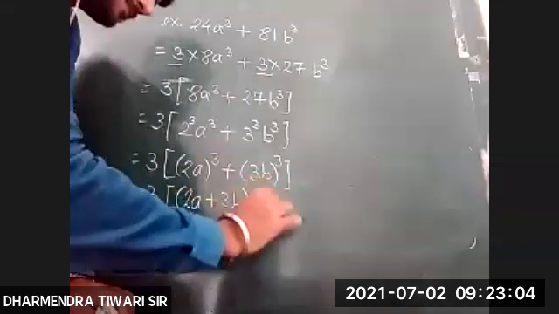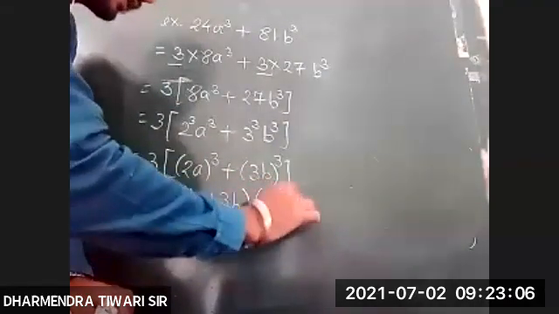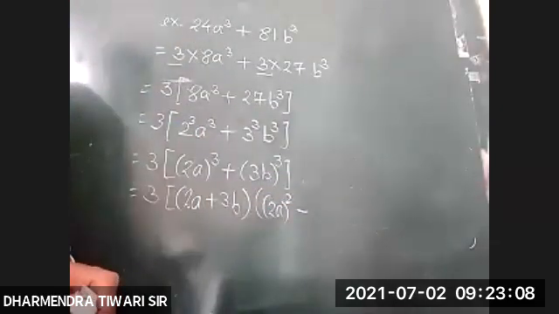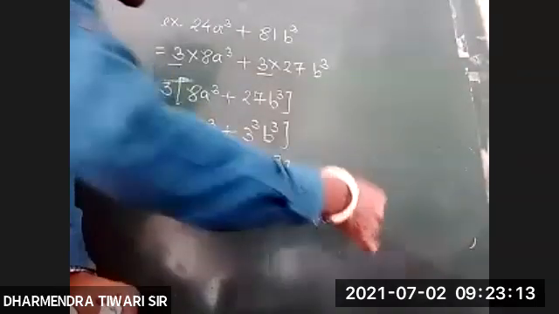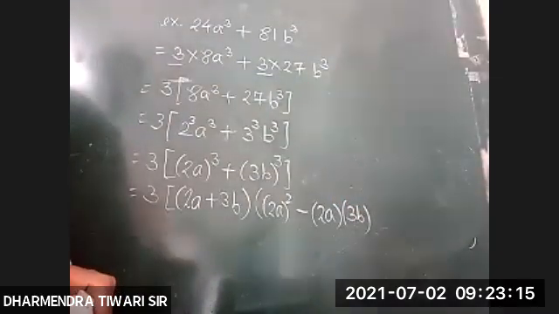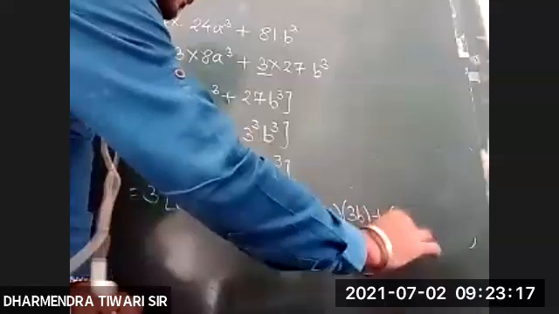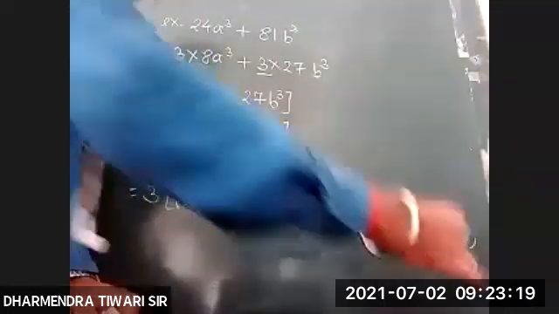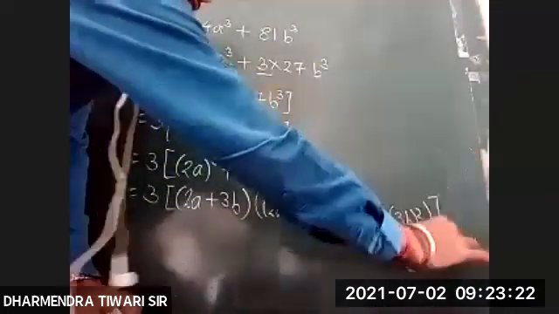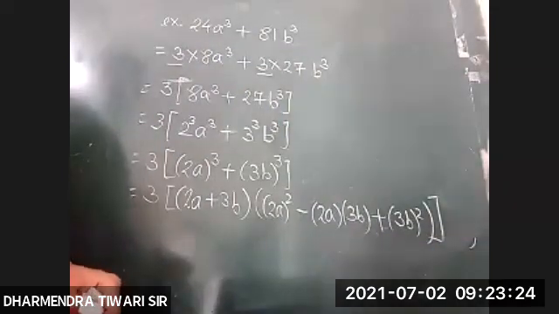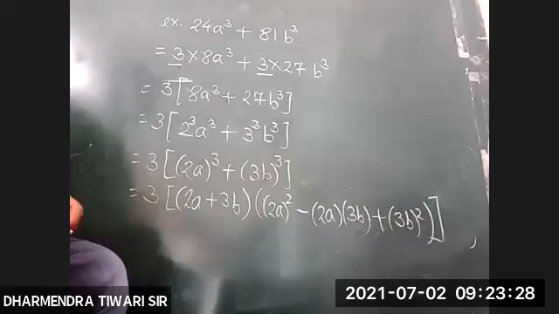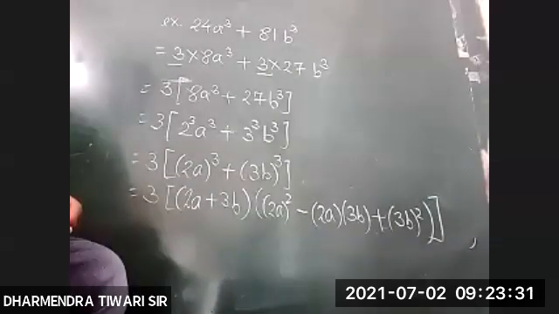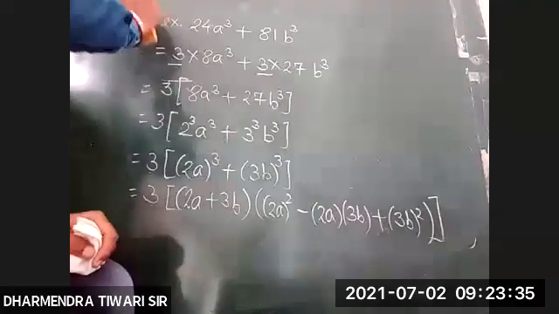and in bracket (2a) square minus 2a into 3b plus (3b) squared. After taking the bracket, I have to take a square bracket. It separates it from 3. Hope you have understood this. I will write this, and I write that step.